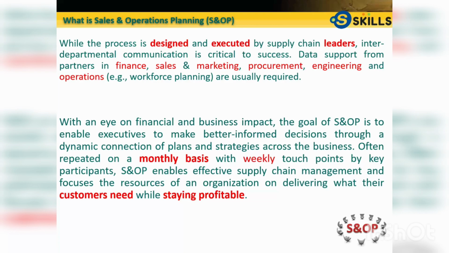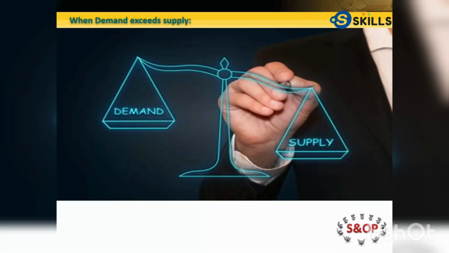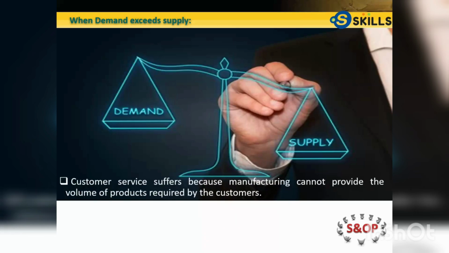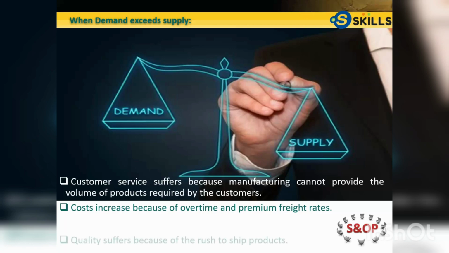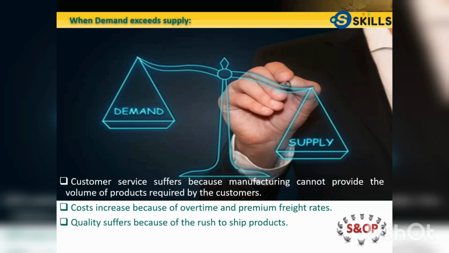S&OP enables effective supply chain management and focuses the resources of an organization on delivering what their customers need while staying profitable. When demand exceeds supply, customer service suffers because manufacturing cannot provide the volume of products required by the customers. Costs increase because of overtime and premium freight rates. Quality suffers because of the rush to ship products.